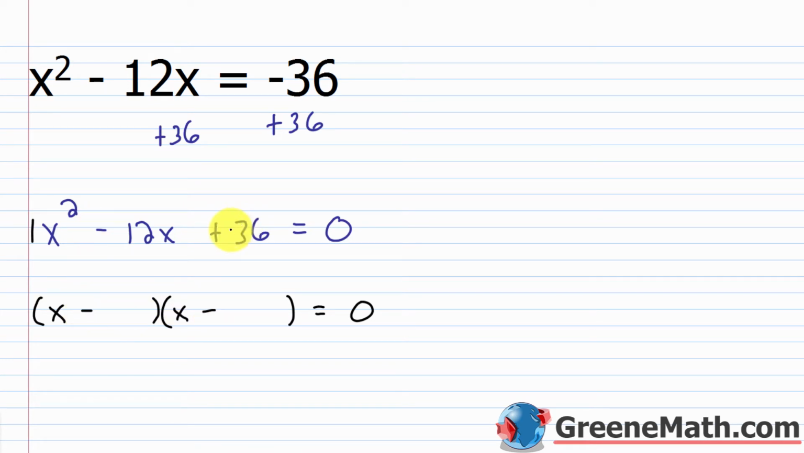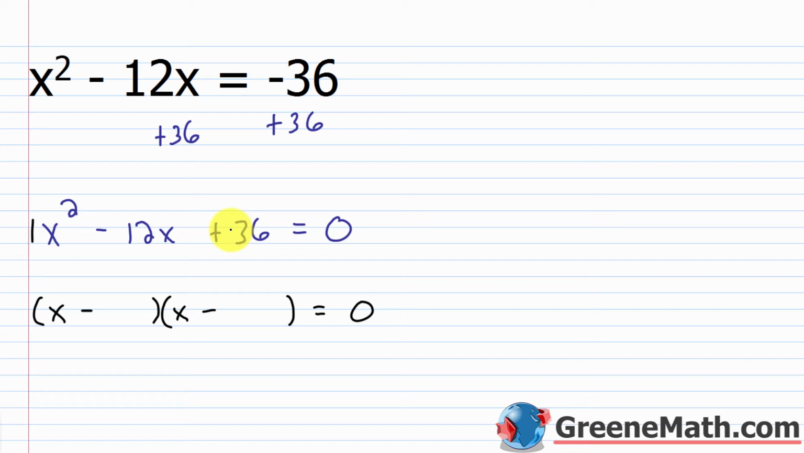Okay, so let's just think about factors of 36. I've got 1 and 36. I've got 2 and 18. I've got 3 and 12. I've got 4 and 9. I've got 6 and 6. Now think about 6 and 6. 6 plus 6 gives me 12.